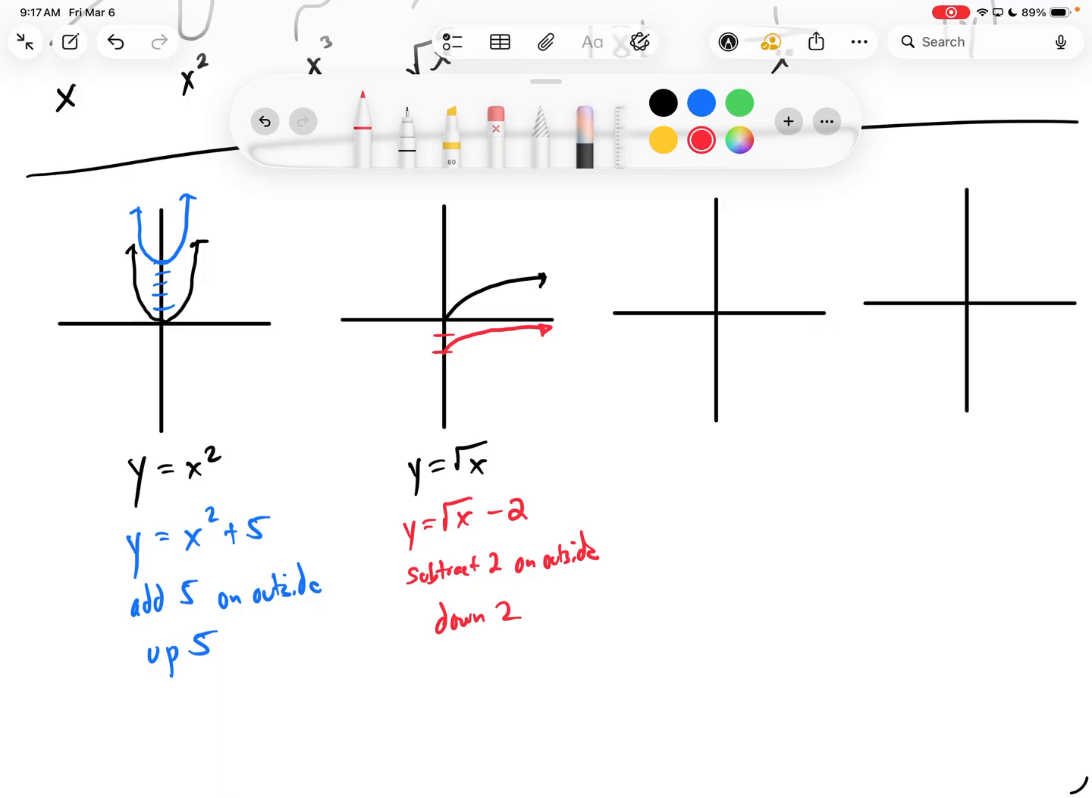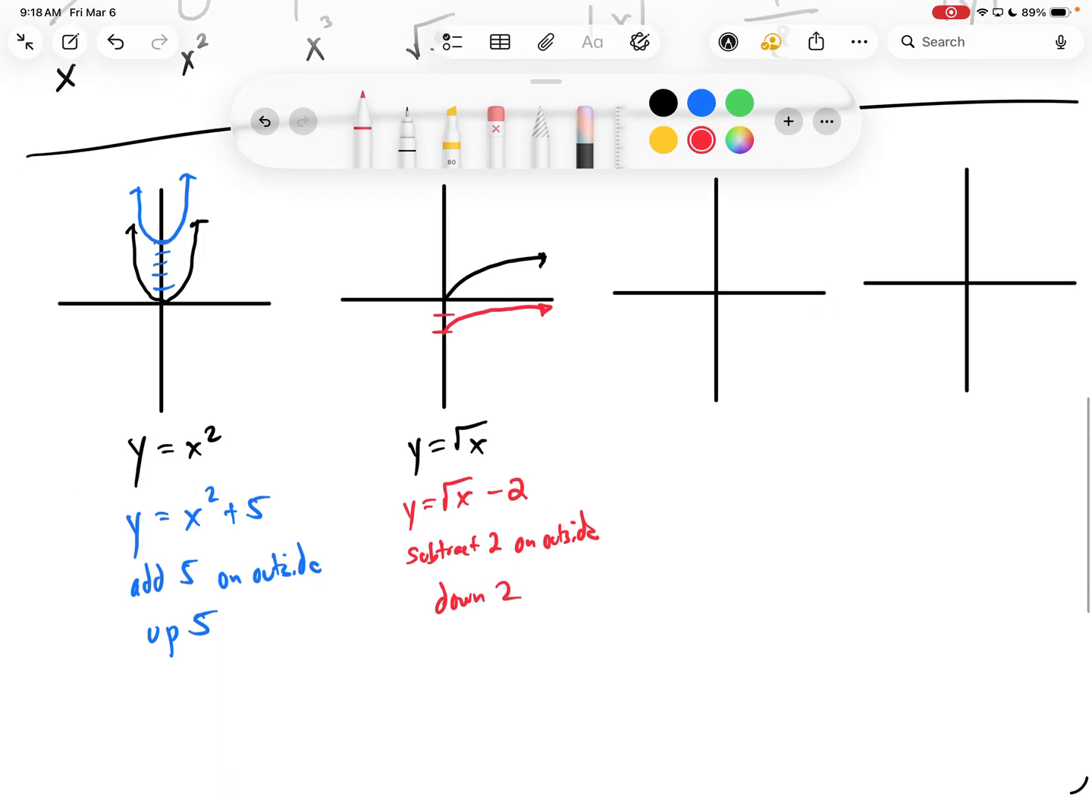So it doesn't matter what the parent function is. It will always do the same thing. If it was absolute value with the V, it'd do the same thing. If you added something on the outside of the absolute value, it'd go up. If you subtracted something, it'd go down. So the idea behind this is you've got the outside and the inside.